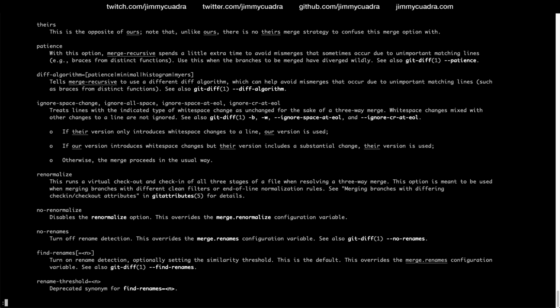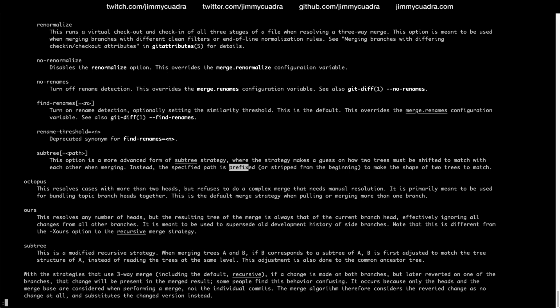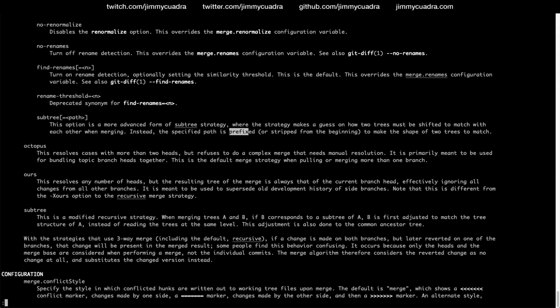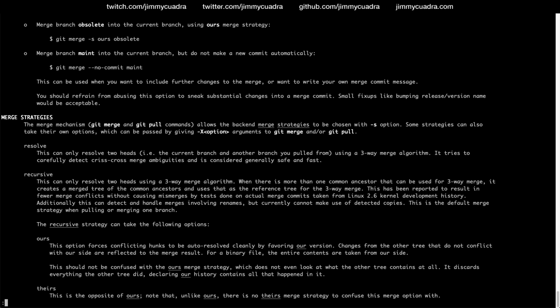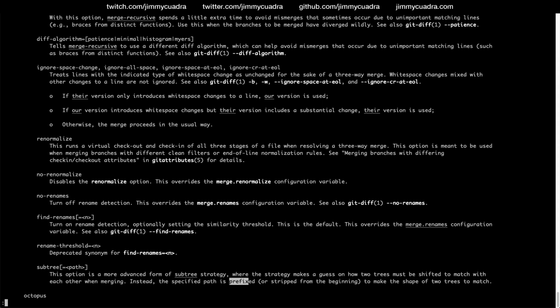So this is about merge strategies, recursive. Oh, I guess Subtree is considered. This option is a more advanced form of the Subtree strategy, where the strategy makes a guess on how two trees must be shifted to match with each other when merging. Instead, the specified path is prefixed or stripped from the beginning to make the shape. So this is referring to the recursive strategy. Maybe it's recursive by default.